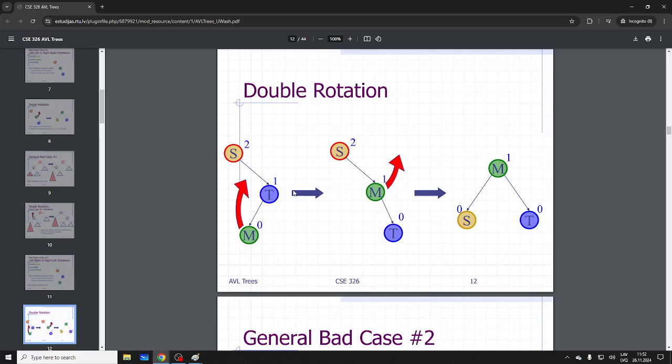Okay, but now if you get this in the general bad case, well, let's leave this up for a moment, maybe if this makes sense.